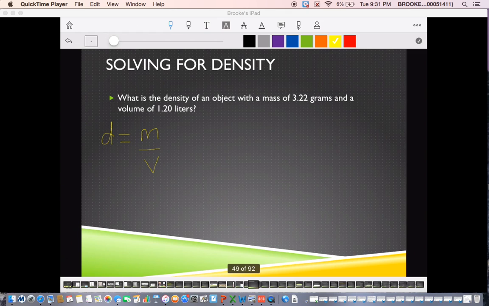Well, it asks us in that first sentence, what is the density? That means we are going to be solving for density. If we keep reading, of an object with a mass of 3.22 grams. Well, here we see 3.22 grams. We know that grams is a unit of mass, and it also says it has a mass of 3.22 grams. So we can go ahead and plug that in, 3.22 grams, because that's our mass. So we're plugging that in the same place as the M.